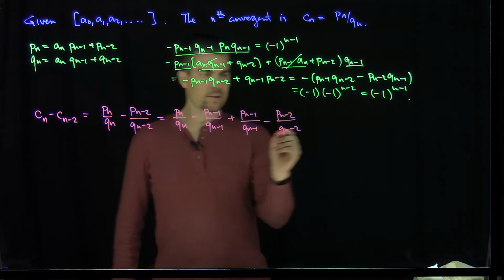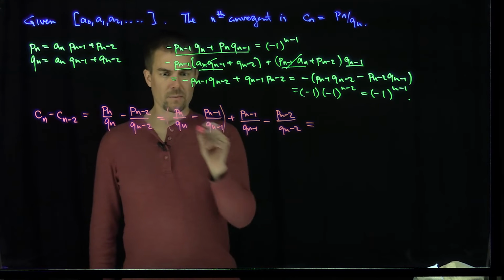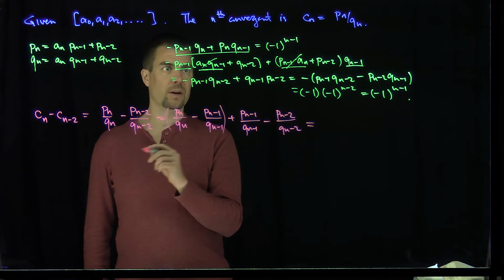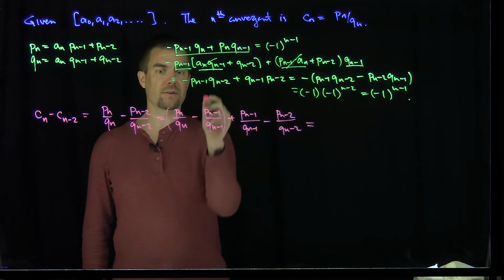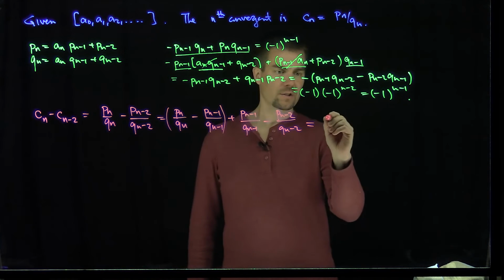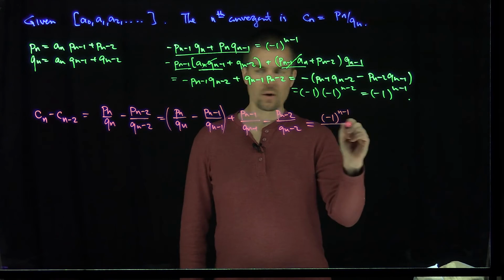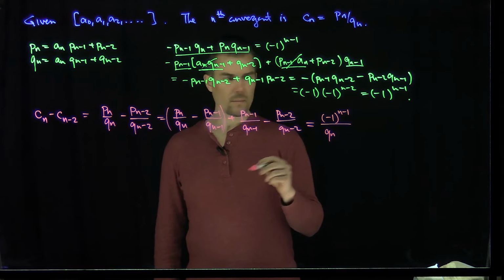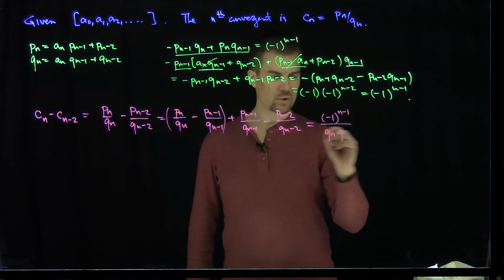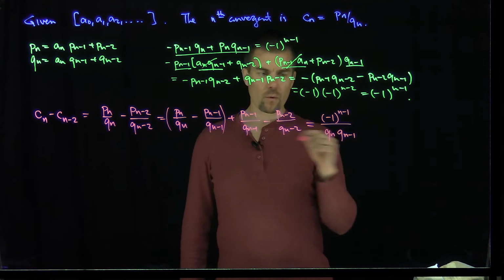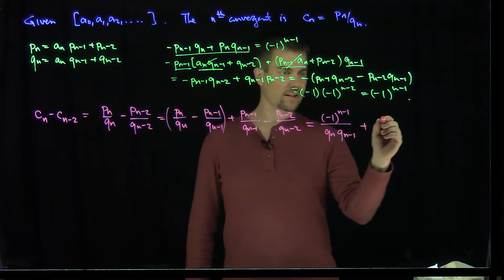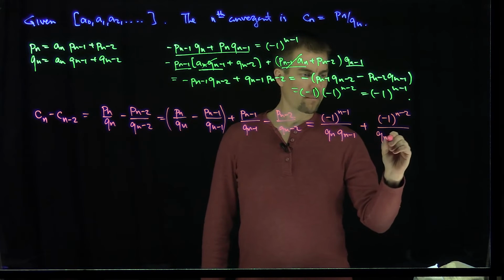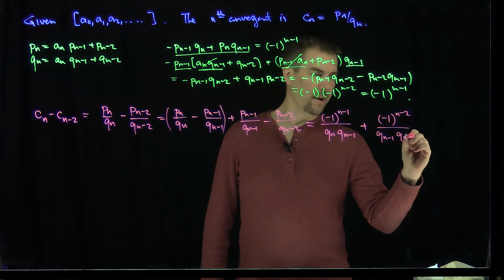Now we can simplify this. The first two terms are going to be Pn Qn minus 1 minus Pn minus 1 Qn over Qn Qn minus 1, and we know exactly what that's going to give us: negative 1 to the n minus 1 over Qn Qn minus 1. Then I'll have a plus, and then 1 less than that exponent, so it's going to be negative 1 to the n minus 2 over Qn minus 1 Qn minus 2.